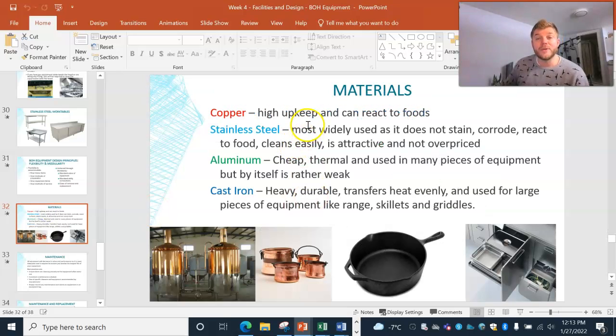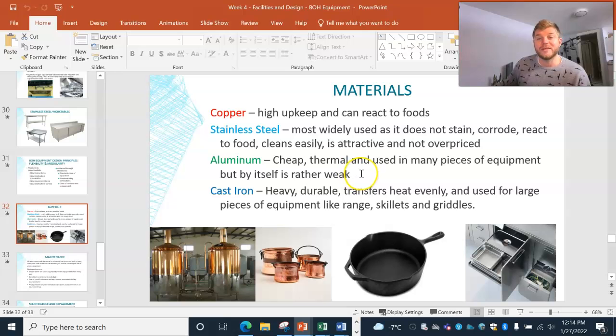As far as materials that we can use, and there are many, stainless steel seems to be the most widely used as it doesn't stain. It's reasonably priced. It is attractive. It doesn't react to food. There's some good stuff there. Copper has a high upkeep and can react to certain foods. Aluminum is very cheap. It's the cheapest, and a lot of areas will use some aluminum.